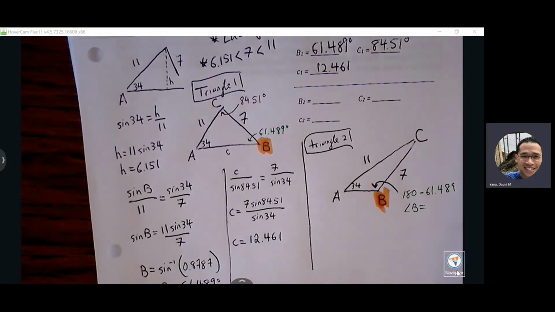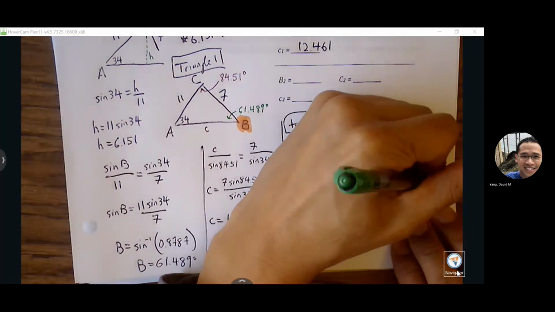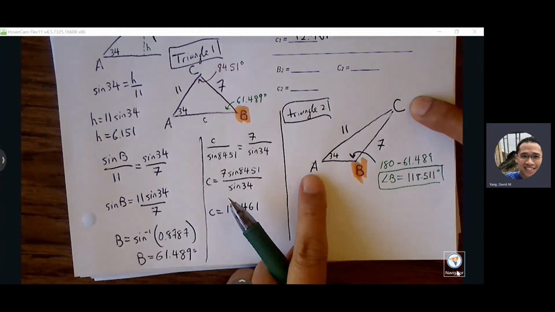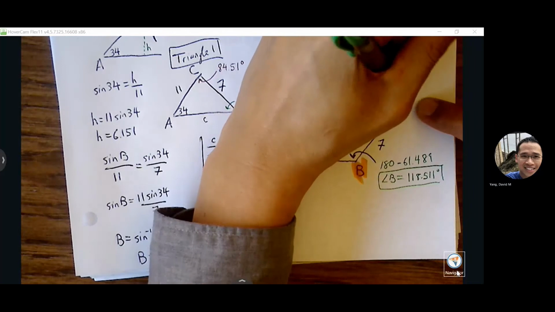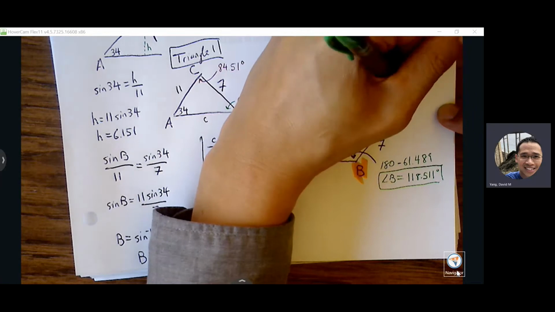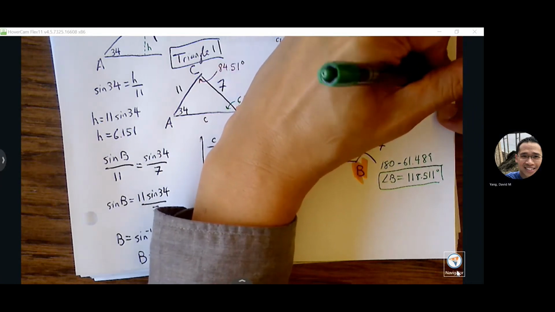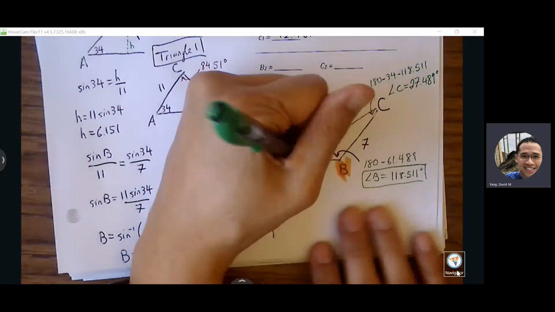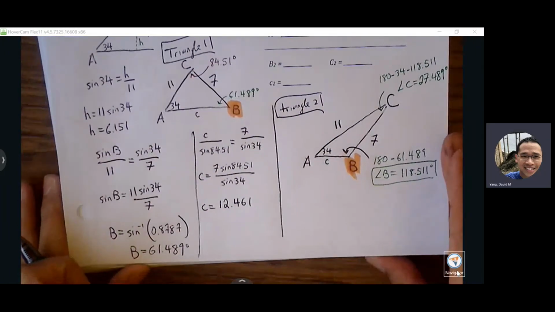What did you guys get? Okay, if you can find angle B, then angle C will follow right along, because 180 minus those two angles will help you get there. And then you're one piece away from finishing off this triangle. Law of sines will help you get there. Find side C.